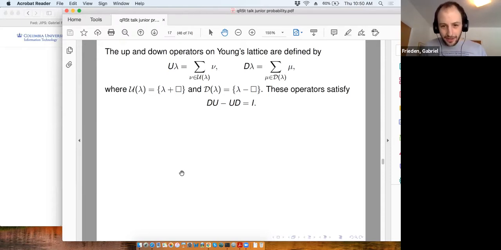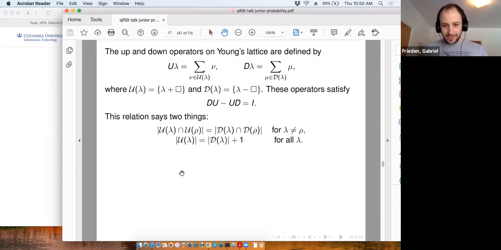This relation says two things. If I pick two different partitions, lambda and rho, the number of ways to go up from lambda and down to rho is equal to the number of ways to go down from lambda and then up to rho. The other part says that for a single partition lambda, the number of ways to go up and then back to lambda is one more than the number of ways of going down and then back up. So the number of boxes you can add is exactly one more than the number of boxes you can remove.